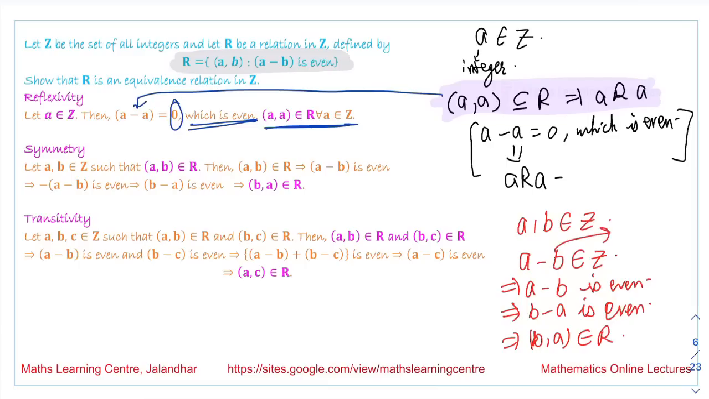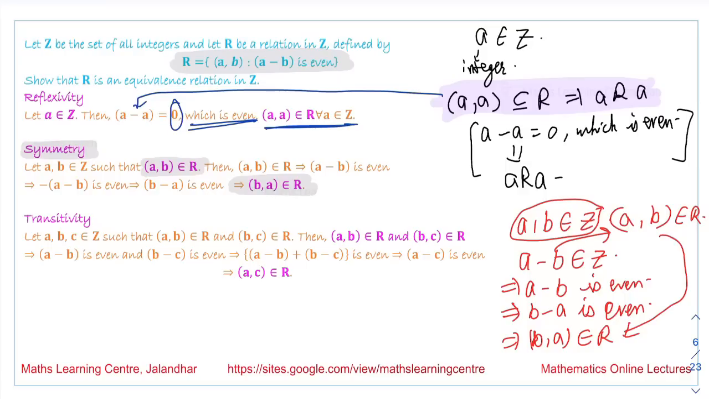We have obtained this from a comma b belongs to R, which implies that b comma a belongs to R, and this is true for every two integers. If we consider any two integers, a comma b belongs to R implies b comma a belongs to R. So this relation is a symmetric relation.